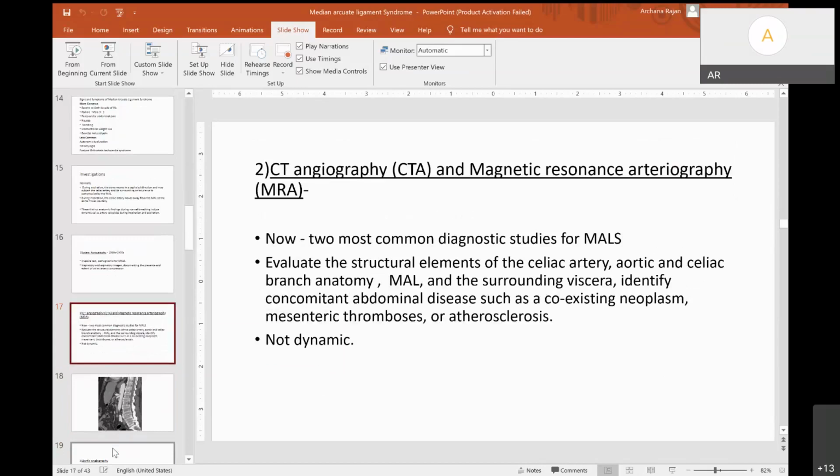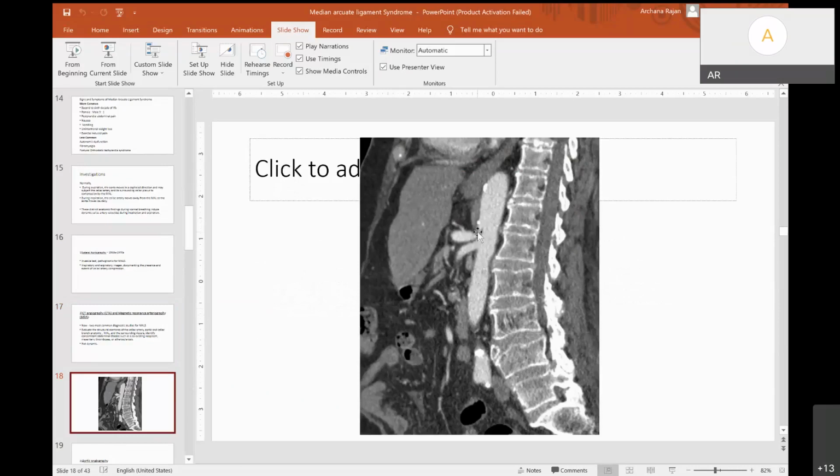These can evaluate the structural elements of the celiac artery, and the aortic and celiac branch anatomy. The median arcuate ligament can be assessed, along with the surrounding viscera, and they identify any other concomitant abdominal disease and coexisting neoplasms, mesenteric thrombosis, or atherosclerosis, etc. But the negative point is that it's not a dynamic study. That is, we can't evaluate according to the respiratory cycle, in inspiration and expiration. This picture is a lateral view which shows the median arcuate ligament compressing the celiac artery, and there is a post-stenotic dilatation of the celiac artery.